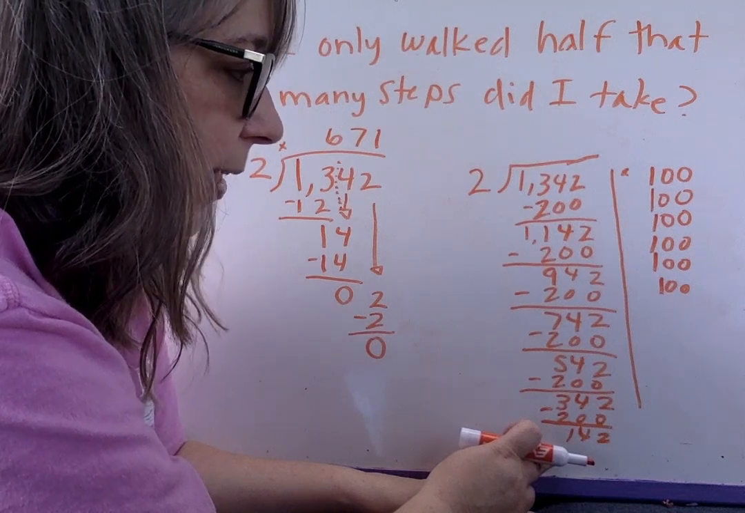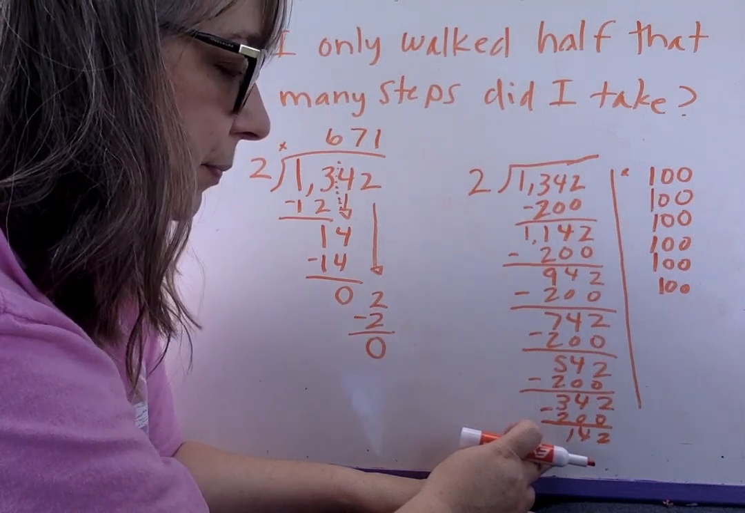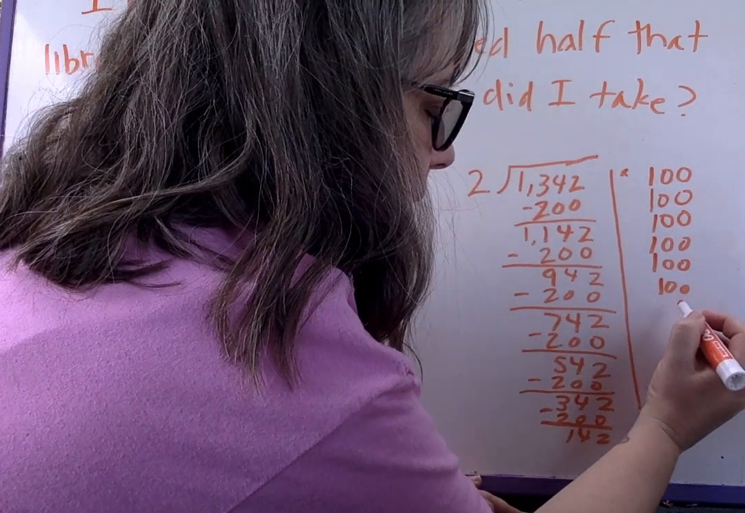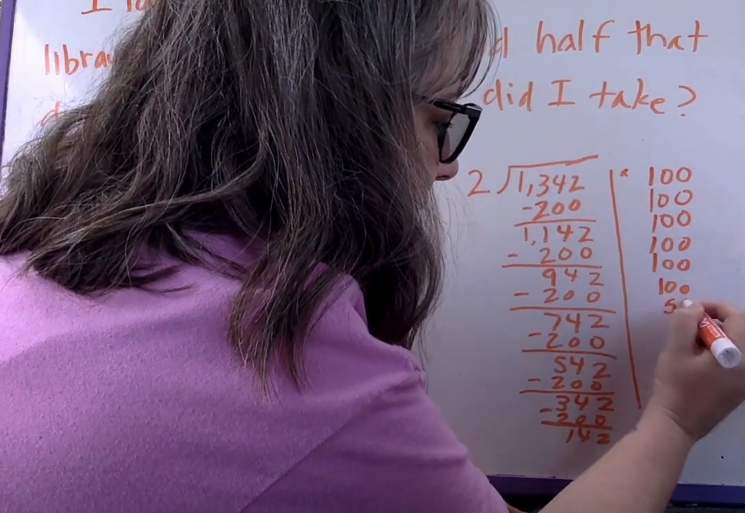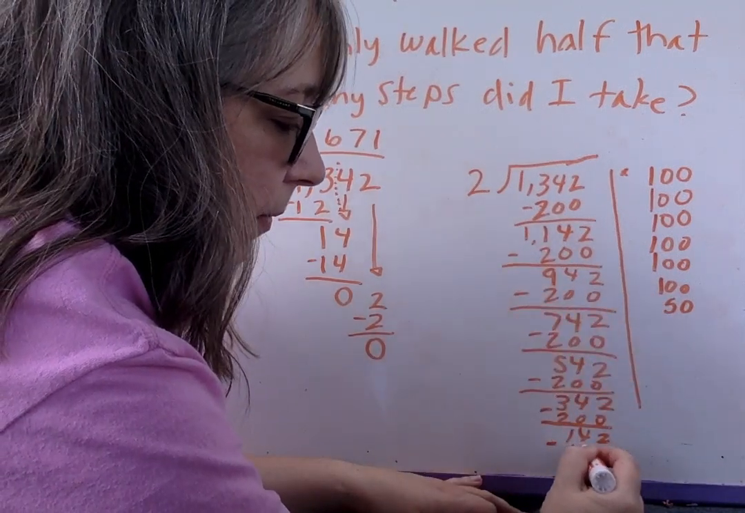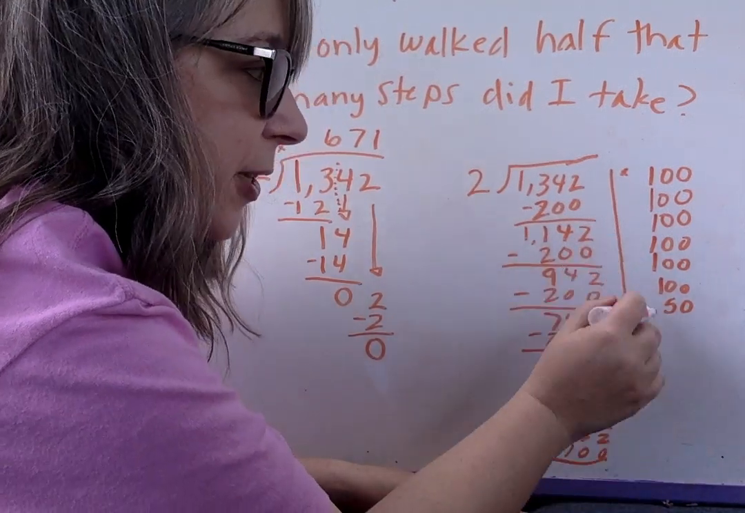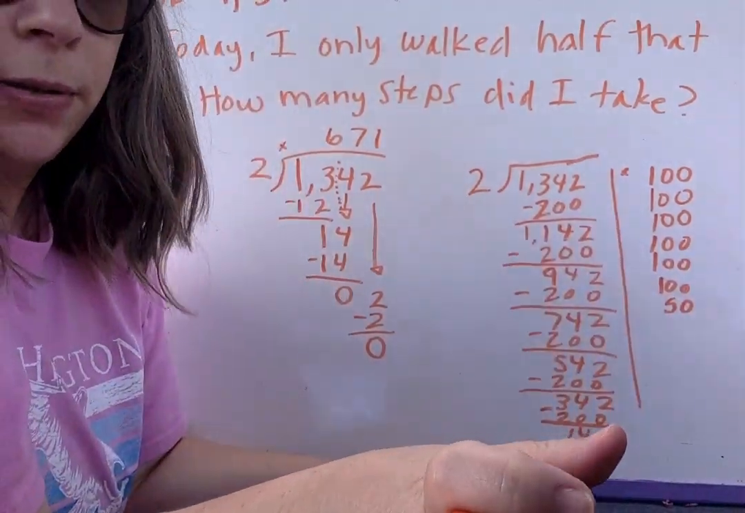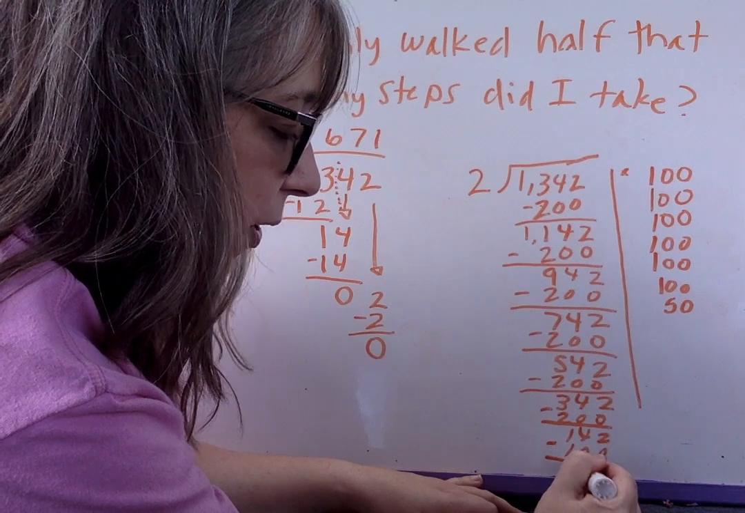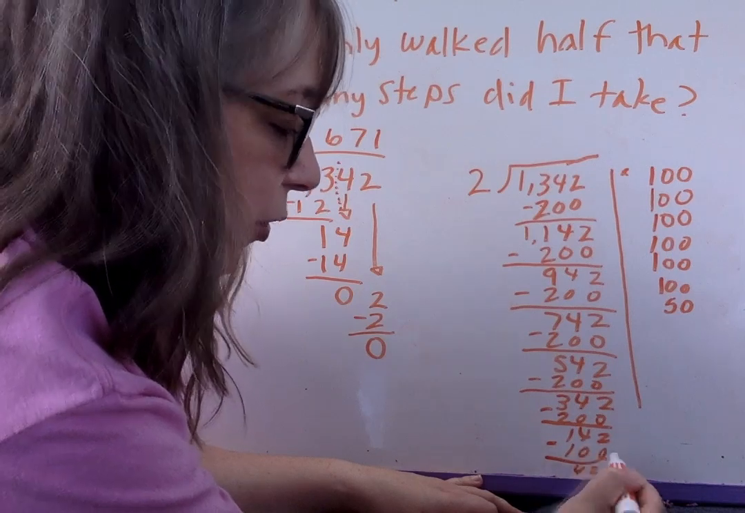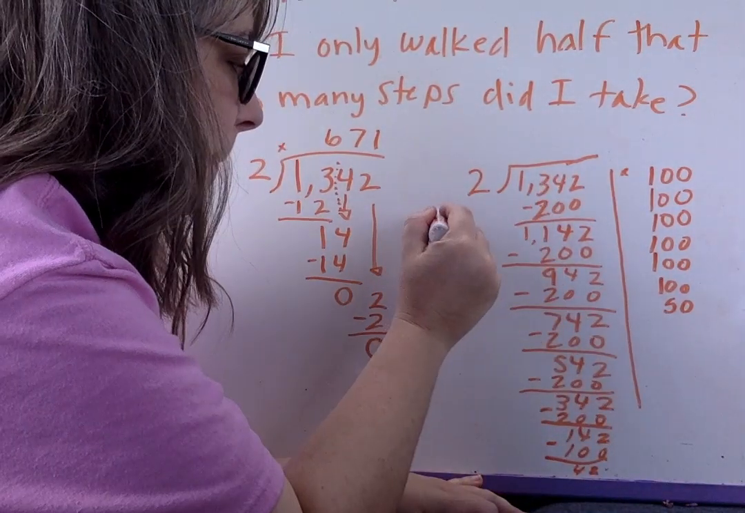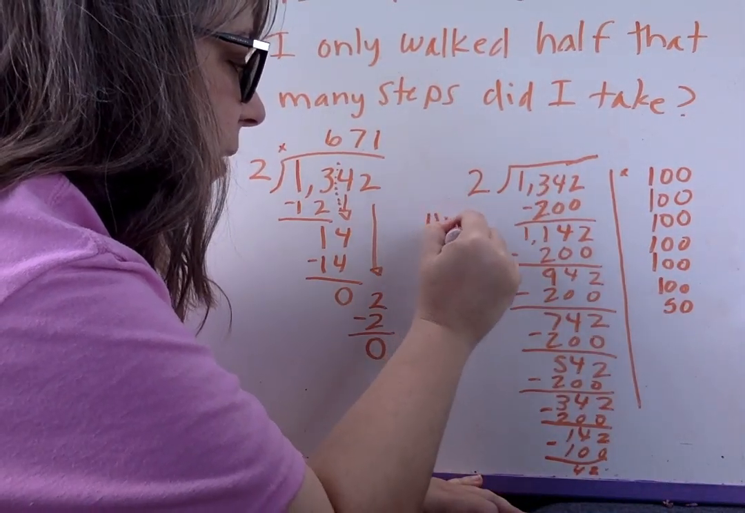So let's do 50, okay? 50 times 2 is 100, right? Because 50 plus 50 is 100. So now we're saying 142 minus 100 is 42. Sorry, friends, I didn't leave enough room down here. So now 42 is our number.